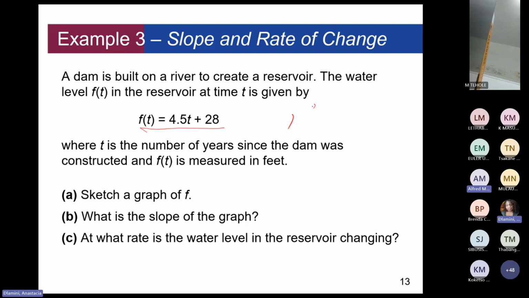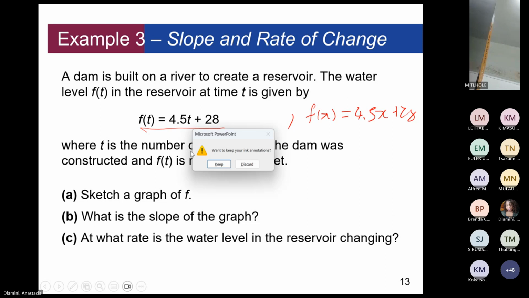Please mute. So if f of x, for example, is equal to 4.5x plus 28. Thank you. Keep.